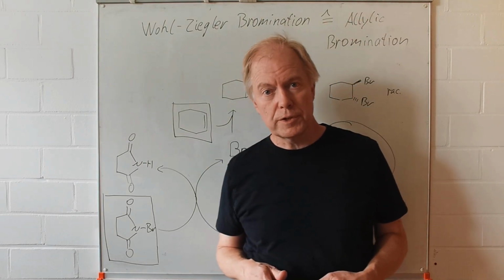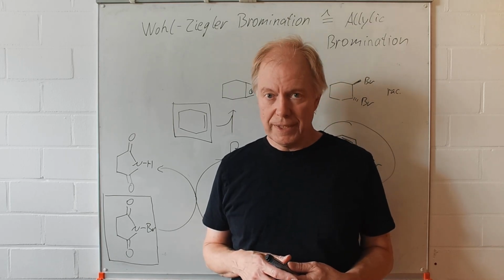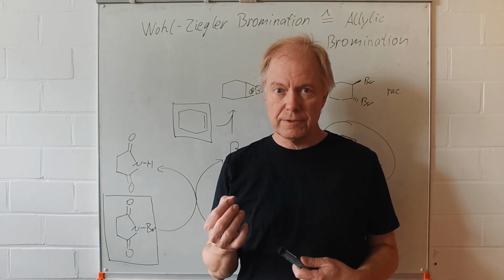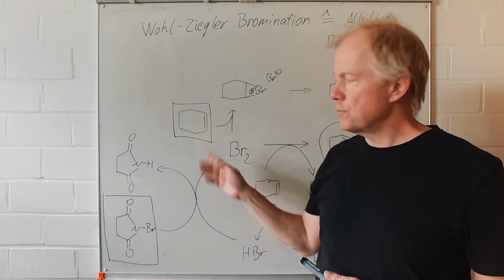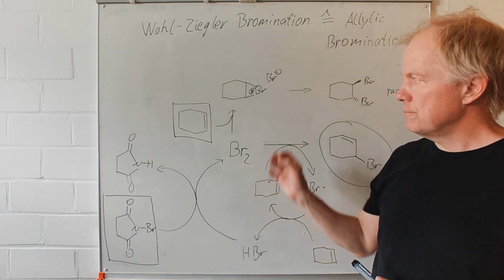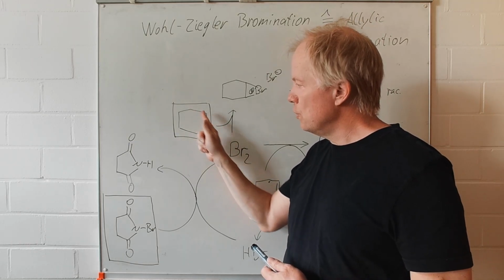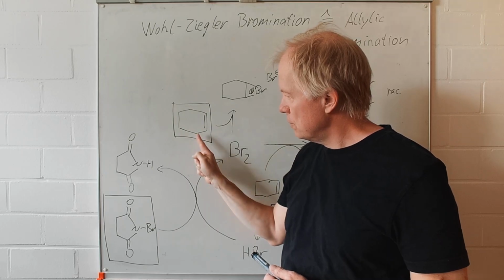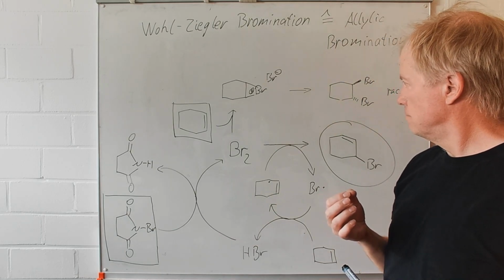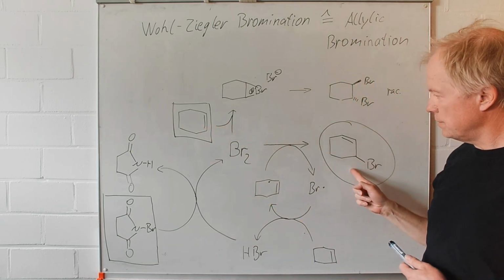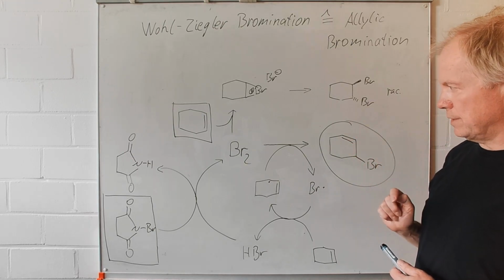In today's tutorial we will take a look upon the so-called Wohl-Ziegler bromination. It is a highly selective allylic bromination. What does this mean? For instance, we can start from cyclohexene and we wish to achieve that a hydrogen in allylic position, for instance here or there, is substituted by a bromine. That means this is the target molecule, an allylic bromide.